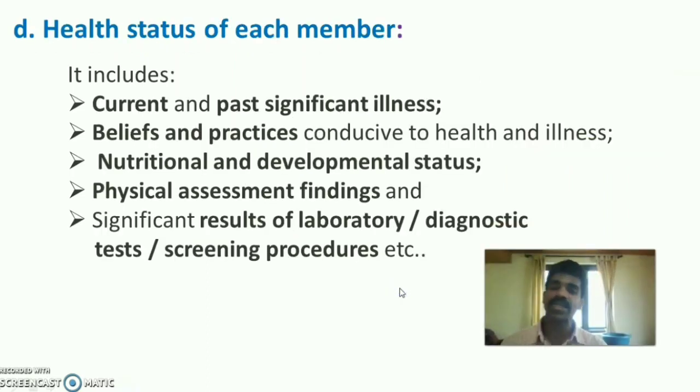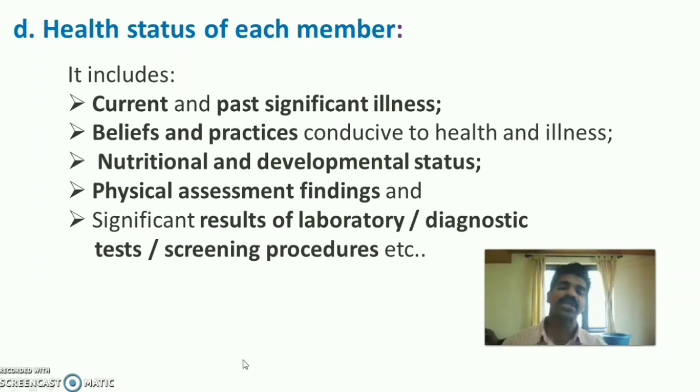Then the fourth one is health status of each family member, which includes current and past significant illness of the family members, that is present and past significant health related problems of the family members, their beliefs, their practices, healthy practices or unhealthy practices which influence their health and illness, the nutritional and developmental status of each family member, especially for the under 5 children, nutritional status and milestones and developmental status, physical assessment findings of all the family members, then significant results of their laboratory reports, diagnostic tests, screening procedures, what is available in the family.